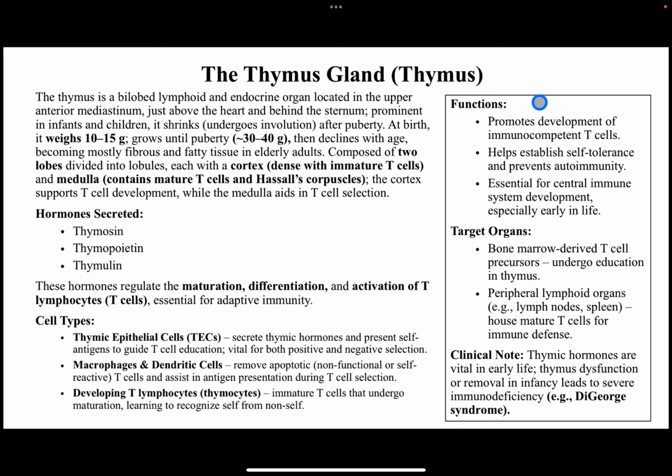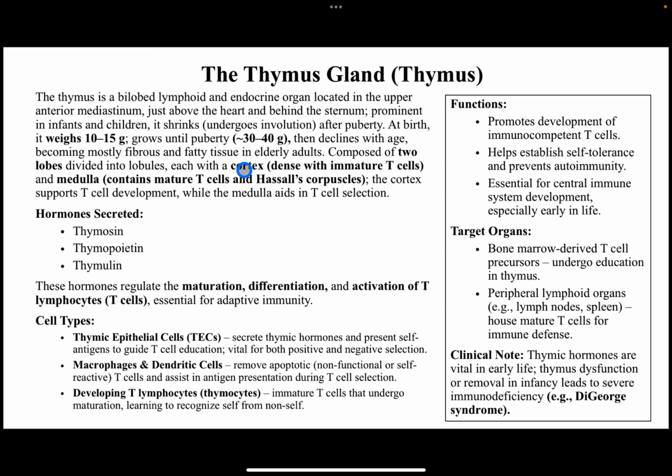Okay, and another key point you should note is that this gland or organ is very active and largest in infancy and childhood. Apart from that, this gland is very essential for development of cell-mediated immunity. So there are 3 key points you need to note about this organ or gland. It plays a role in both the lymphatic system and the endocrine system. Secondly, the organ or gland is very active and largest in infancy.